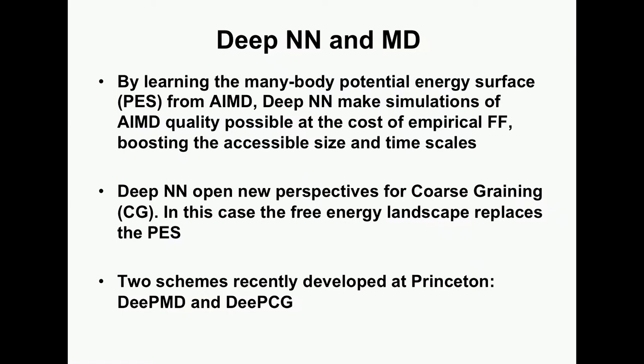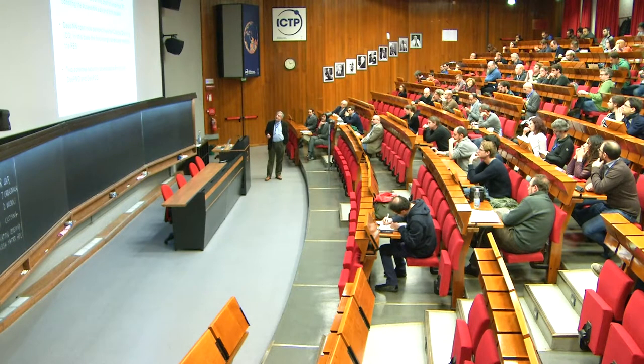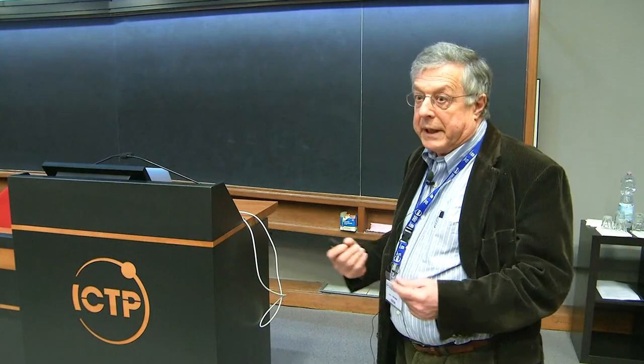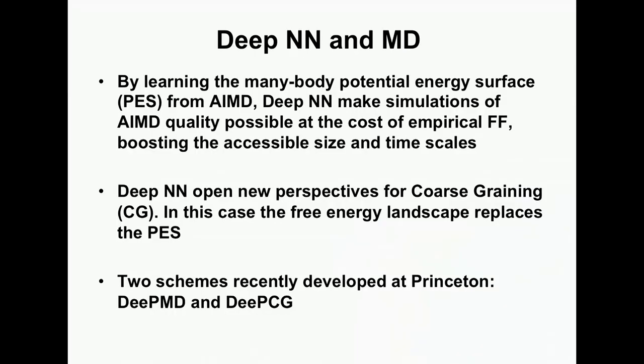And the second application that I will consider is coarse graining. And in that area, deep neural network open new perspectives. And I just want to make a comment here. In this case, the potential energy surface is available from what I call the microscopic underlying physical model. But when we do coarse graining, so we eliminate some variables, the potential energy surface is a free energy landscape, and we do not know the explicit form of that. We can only obtain that from simulation. And so I will discuss two schemes that we have developed at Princeton. One is called deep molecular dynamics, and the other one is called deep coarse graining.